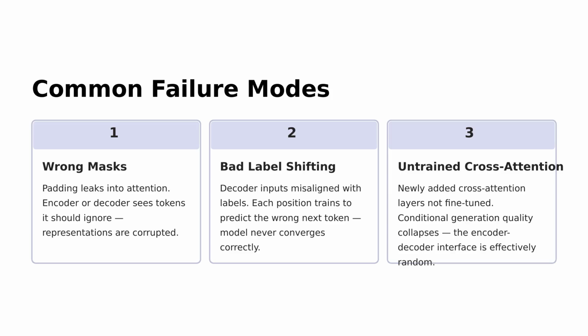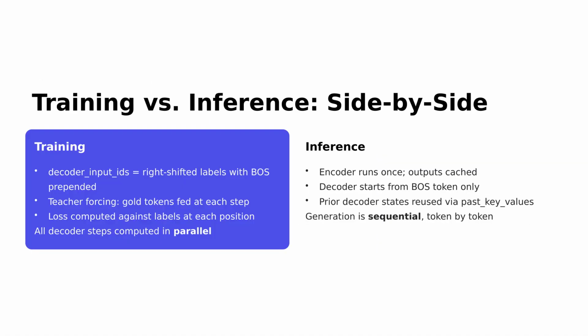Here are 3 common failure modes in encoder-decoder models. First, wrong masks let padding leak into attention, so the model uses tokens it should ignore and corrupts its representations. Second, bad label shifting misaligns decoder inputs and targets, so each position learns the wrong next token and training breaks down. Third, if cross-attention layers are newly added but not fine-tuned, conditional generation collapses because the encoder-decoder connection is basically untrained.